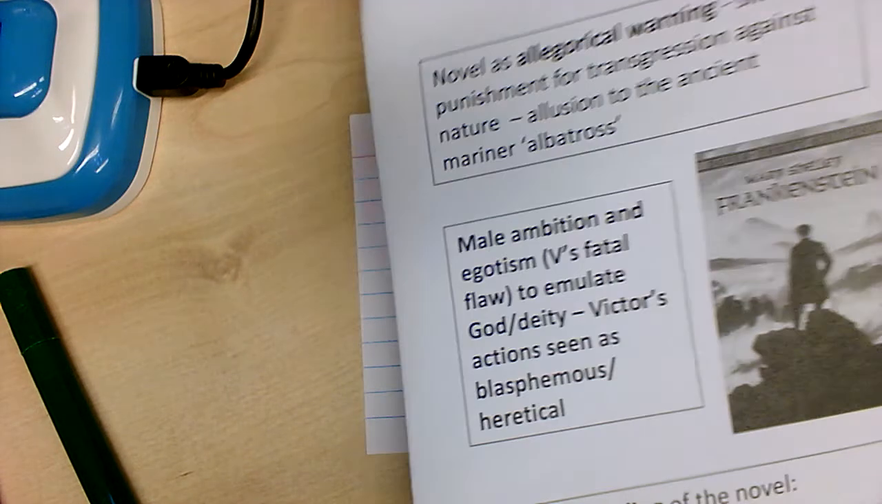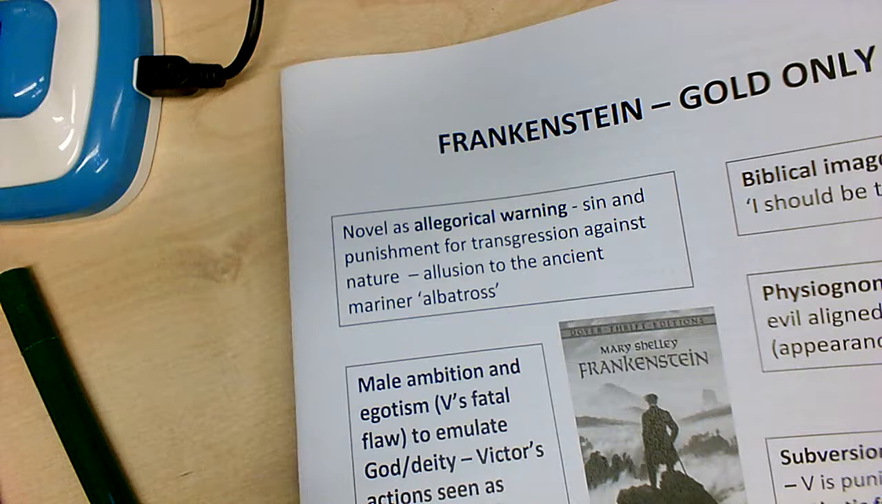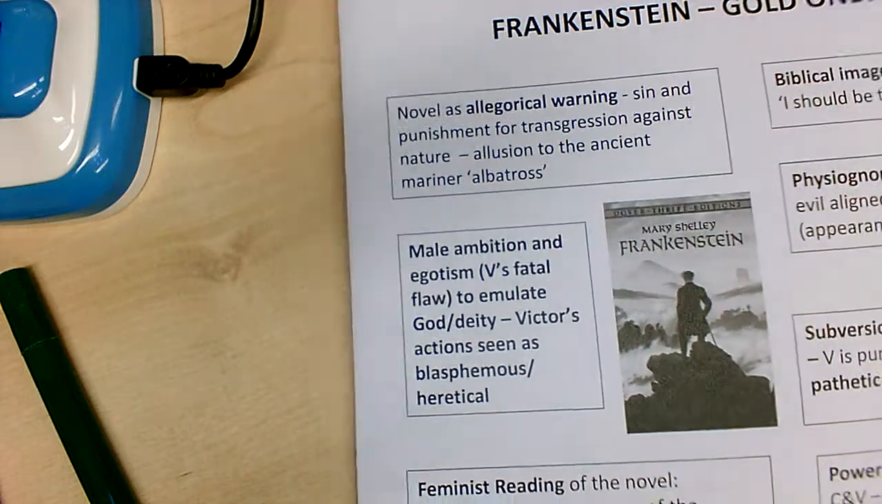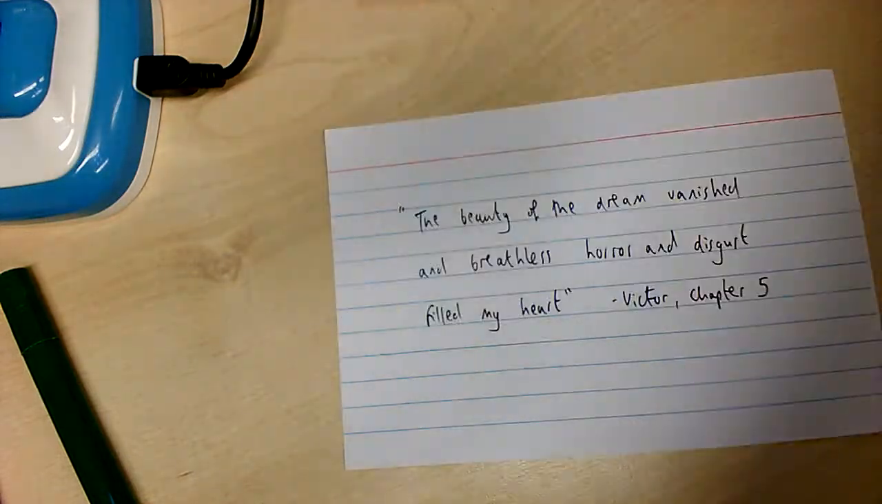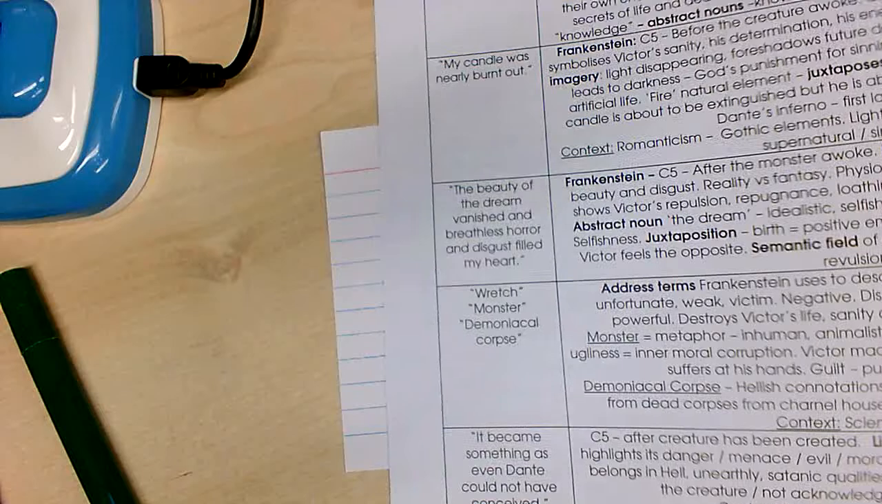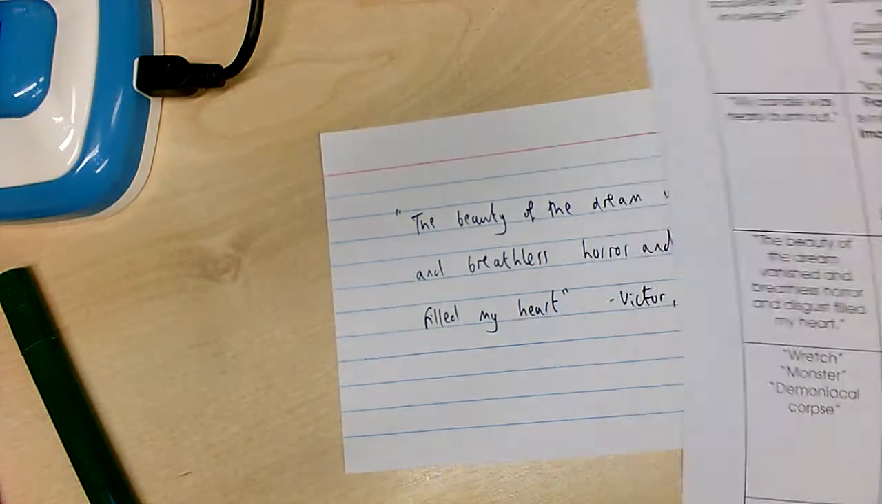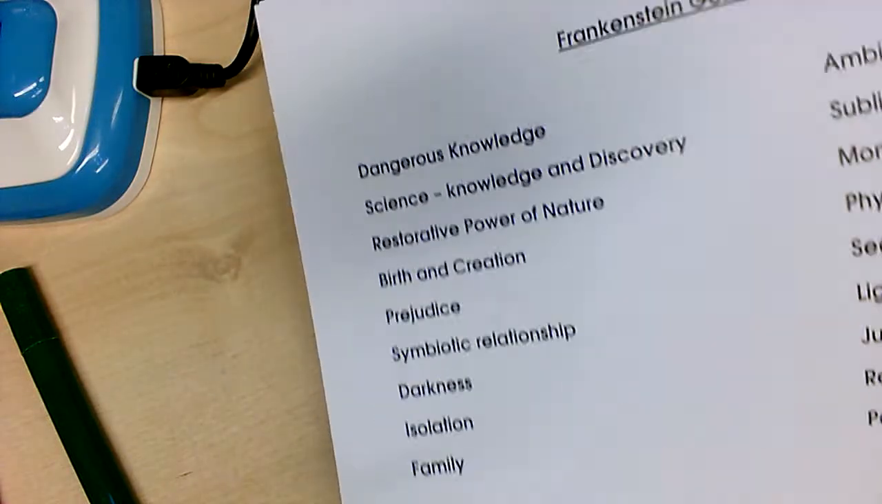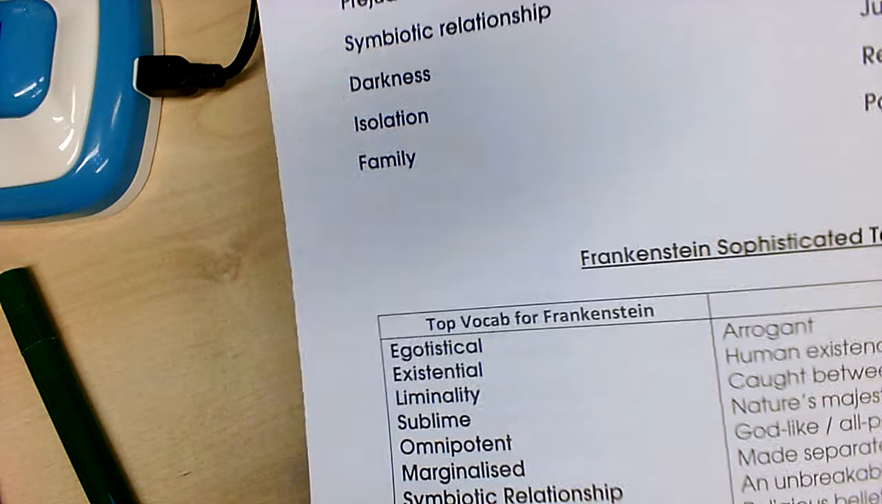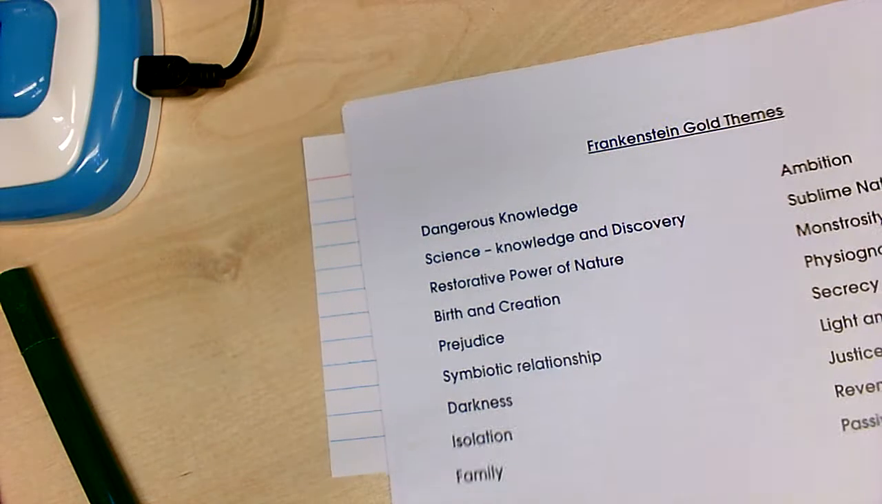So the first thing is you're going to be using this handout in the main. I've called it Frankenstein Gold Only, which has some of the big themes on the front. It has loads of detail on the gold quotations and then some things to do with the themes on the back. So you'll be getting that later in the year in what we call an ultimate revision pack.